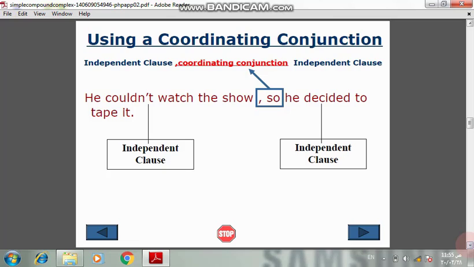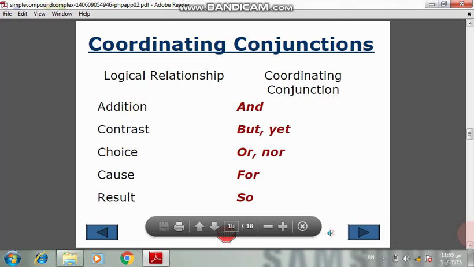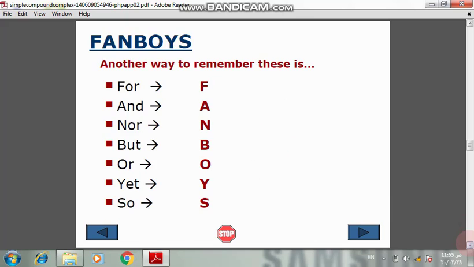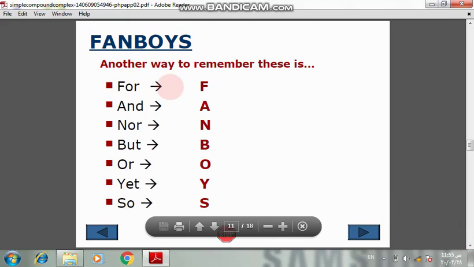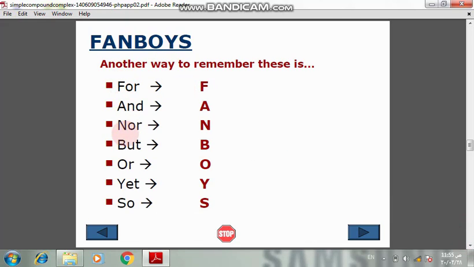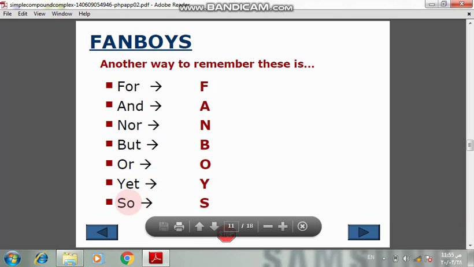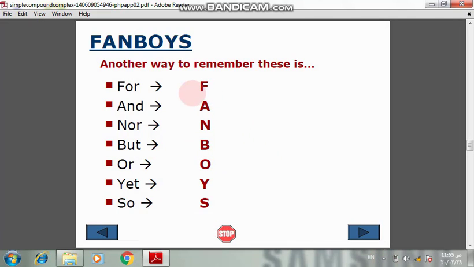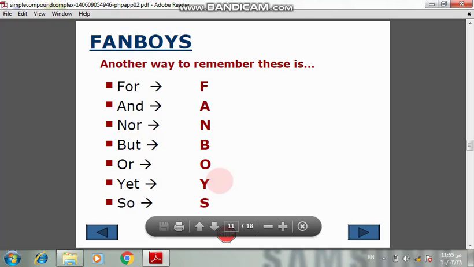Here they are. Those are the coordinating conjunctions: for, and, nor, but, or, yet, and so. If you want to remember them, you can say FANBOYS. F for "for," A for "and," N for "nor," B for "but," O for "or," Y for "yet," and S for "so."